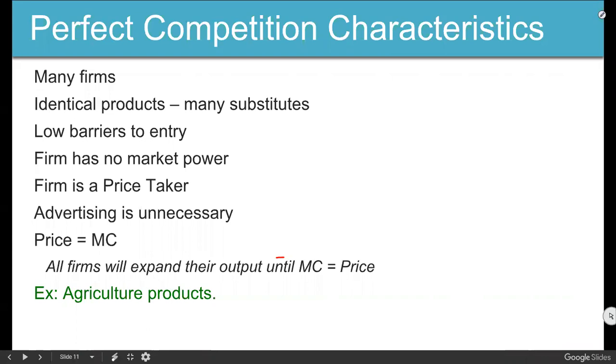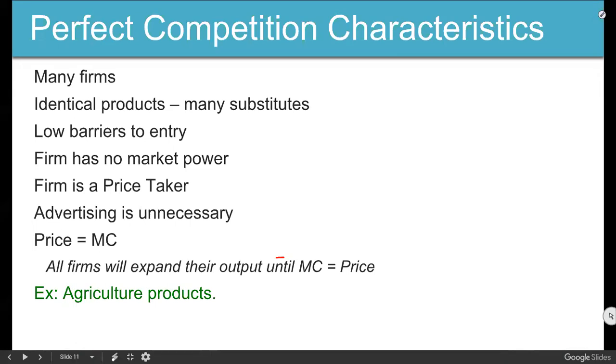Example, farming. Many farmers out there doing their thing. Their products are identical. There are many substitutes. If you don't want to buy corn from me, you can buy corn from somebody else. There's somebody down the street around the corner, somebody else growing corn nearby. So you can buy from whoever you want to buy from. There are many people. And it's low barriers to entry.